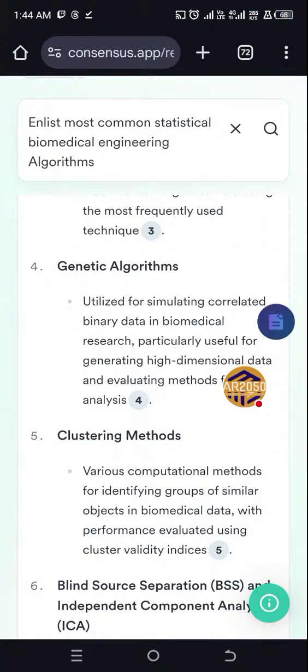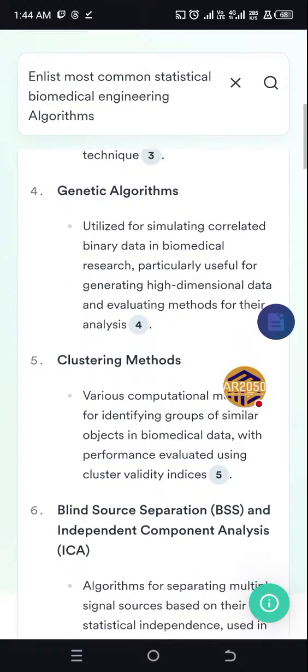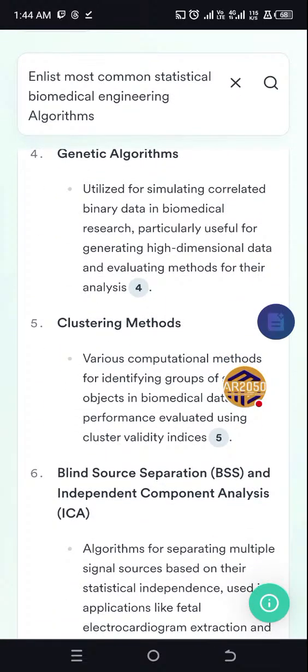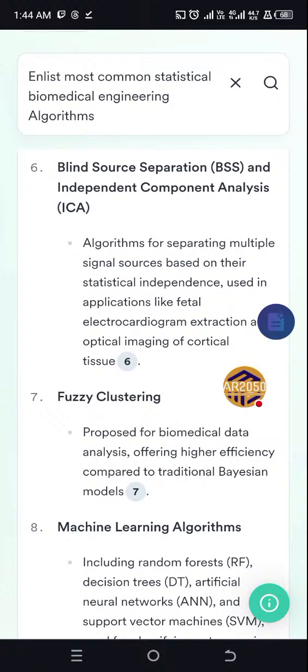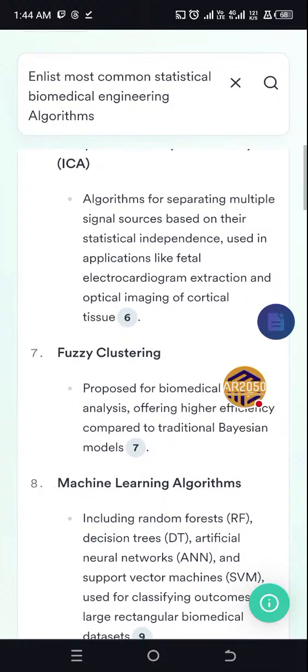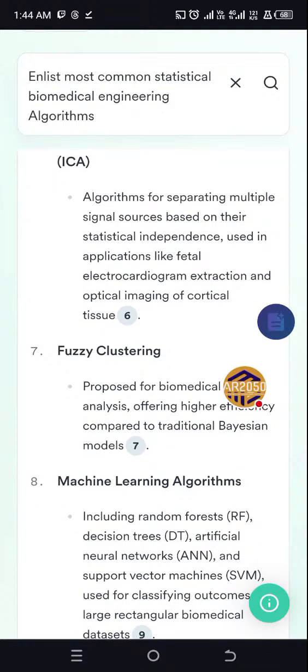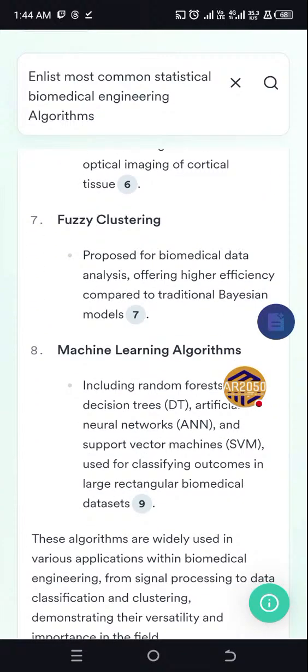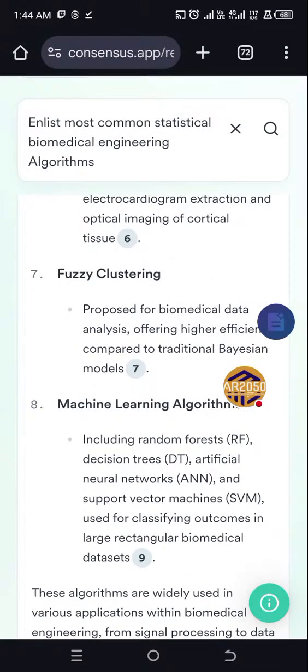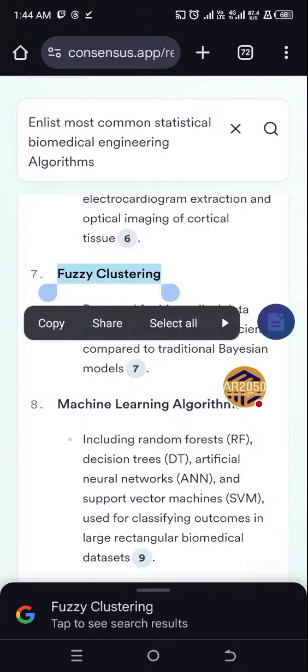Utilized for simulating correlated binary data in biomedical research, particularly useful for generating high dimensional data. Clustering methods, blind source separation, and independent component analysis. An algorithm for separating multiple signal sources based on their statistical independence, used in applications like fetal electrocardiogram extraction and optical imaging for cortical tissues. Fuzzy clustering proposed for biomedical data analysis, offering higher efficiency compared to traditional Bayesian models. So, the fuzzy clustering.